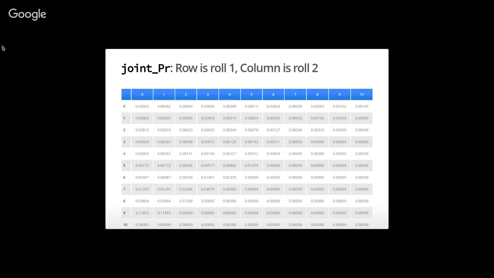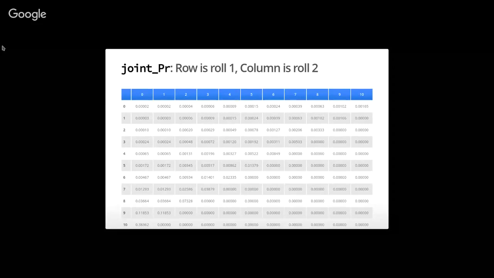So does everyone understand what's being represented by this table here? These in the interior are the joint, or the bivariate, probability of knocking down whatever is in the row as your first roll and whatever is in the column as your second roll. You just take the intersection of the row and the column. That tells you the probability of knocking down X1 pins on the first roll and X2 pins on the second roll in a coherent fashion. All right? Questions?